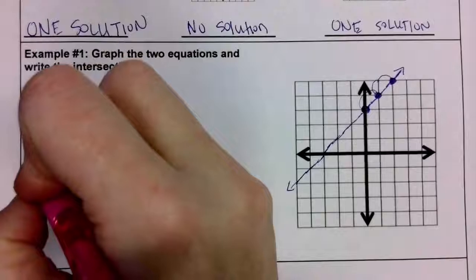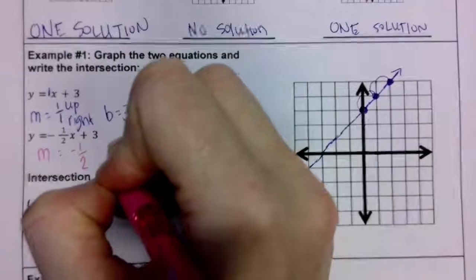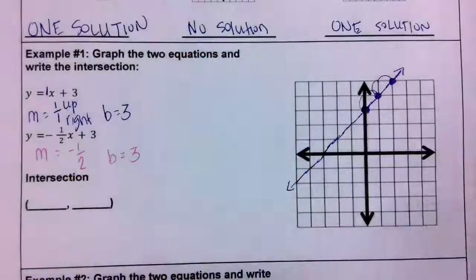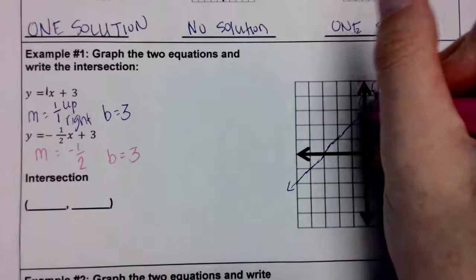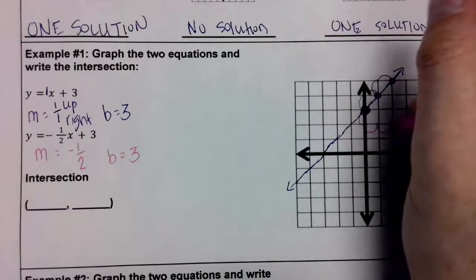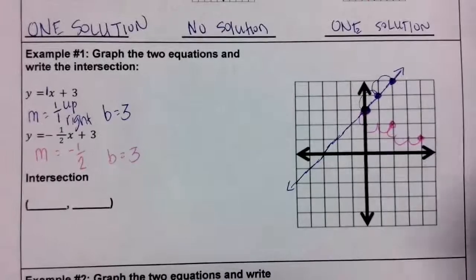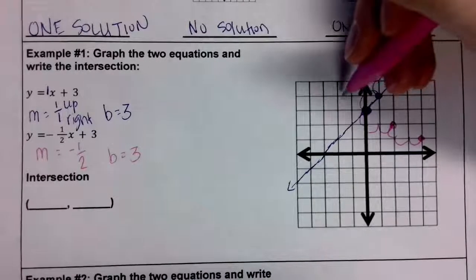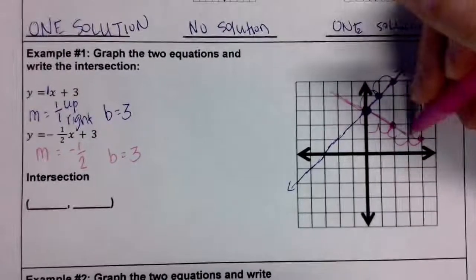Then we're going to do the same thing here. What is our m here? -1/2. What is our b? 3. So I'm going to plot 1, 2, 3 right here. And I'm going to go down 1 over 2, down 1 over 2, and I can't go any further. So I'm going to do the best that I can to graph that line.